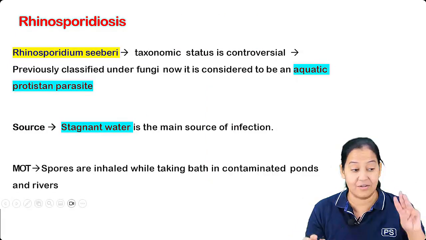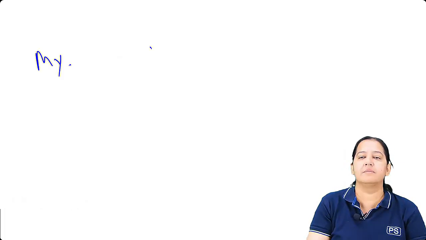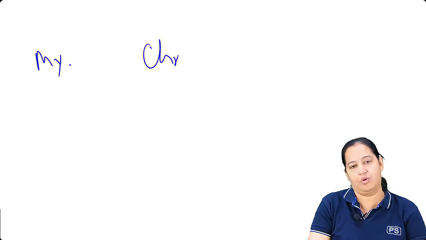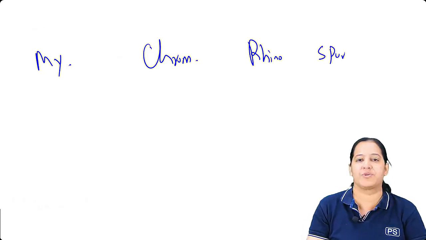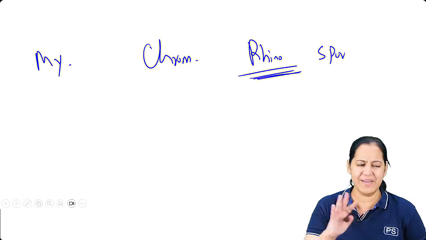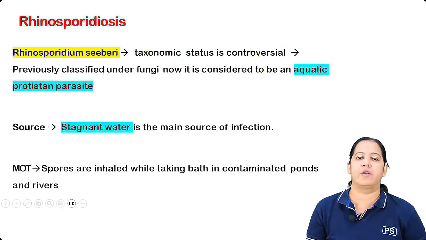Coming on to the next fungus, the third one. I have to teach you 4. We are done with mycetoma. What did I teach just now? Chromoblastomycosis. And I'm teaching you rhino now, and after that we will go on to sporothrix. So coming on to the third one, rhino. You can take any sequence. Okay, coming on to the rhino.